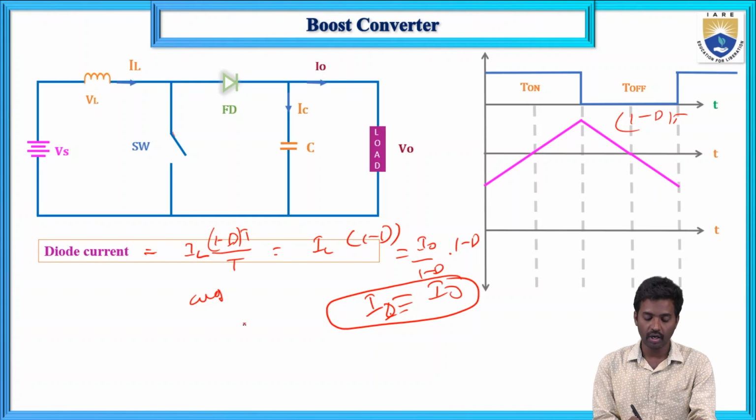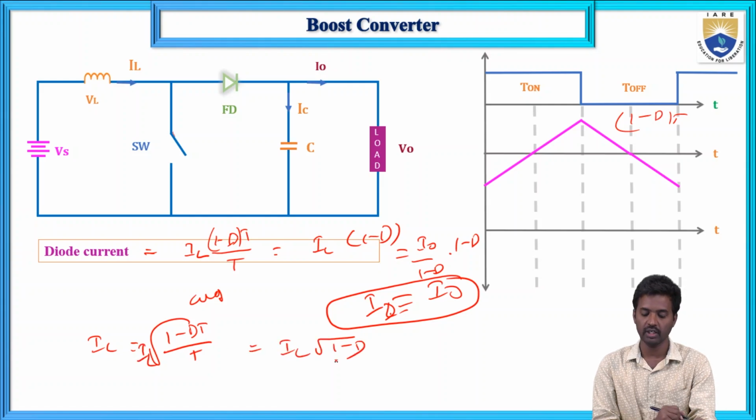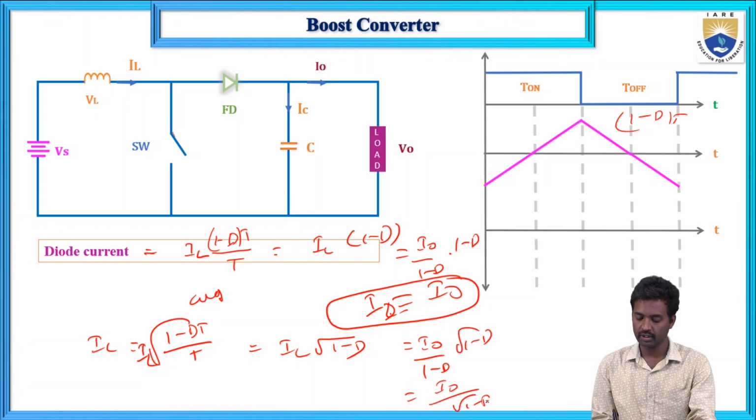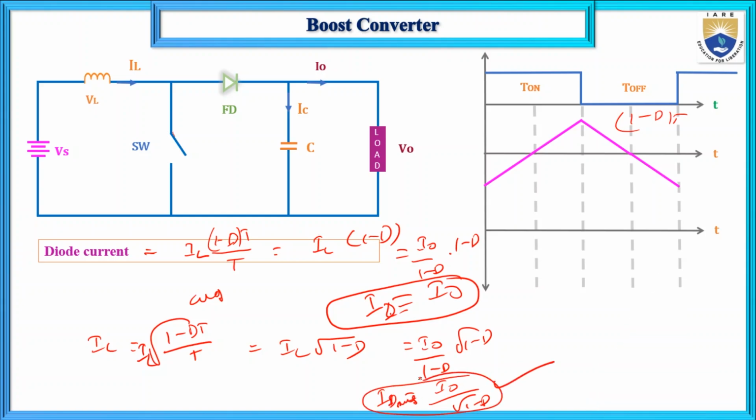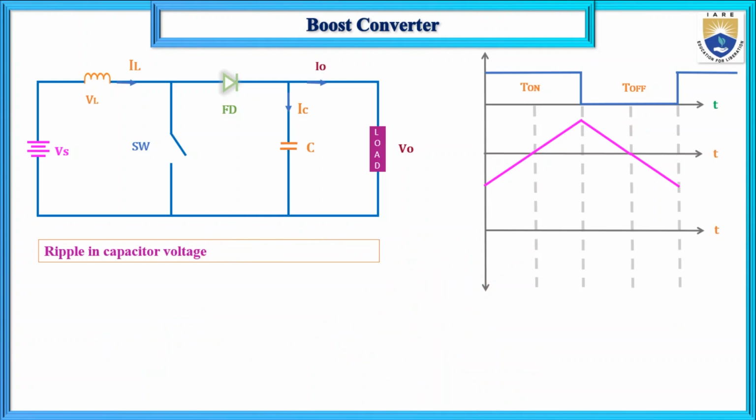Now what about the RMS value? RMS value equals square root of (1 minus D) into T by T, that is IL. So that equals IL into square root of 1 minus D. Now here I naught by 1 minus D is the IL, so that equals I naught by square root of 1 minus D, which is the I diode RMS value. So the diode average value is I naught and the diode RMS value is I naught by 1 minus D under root.